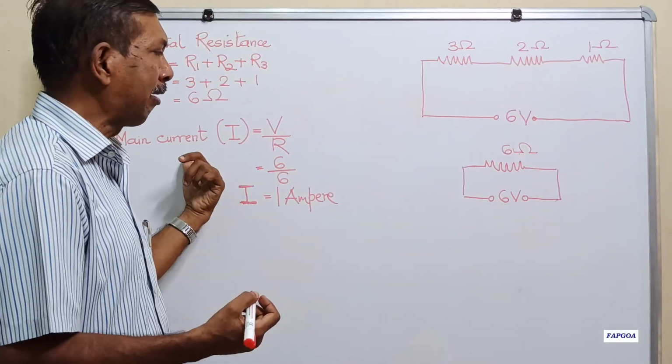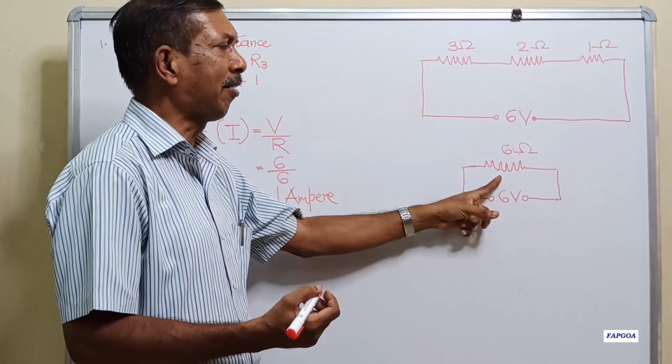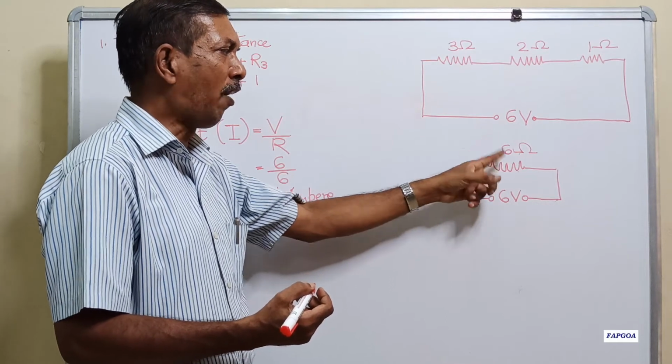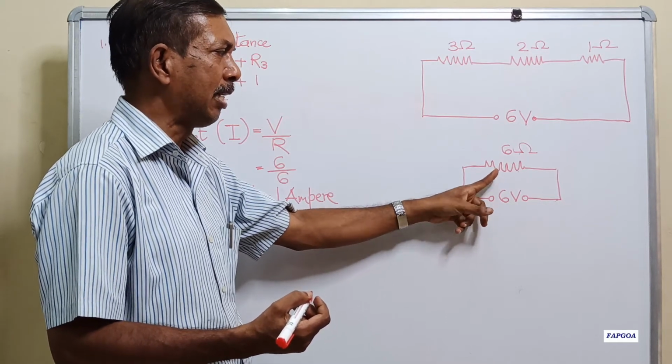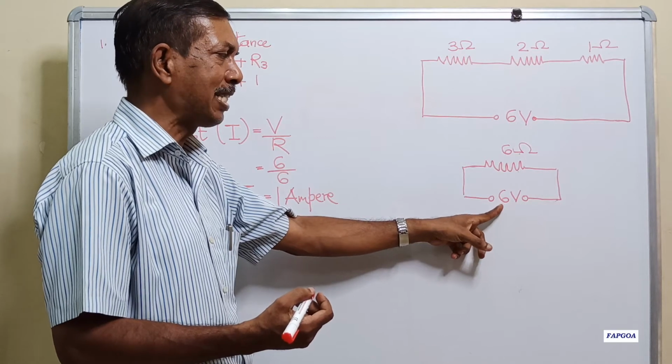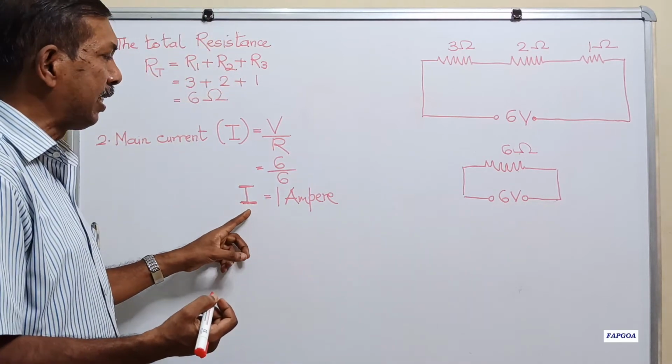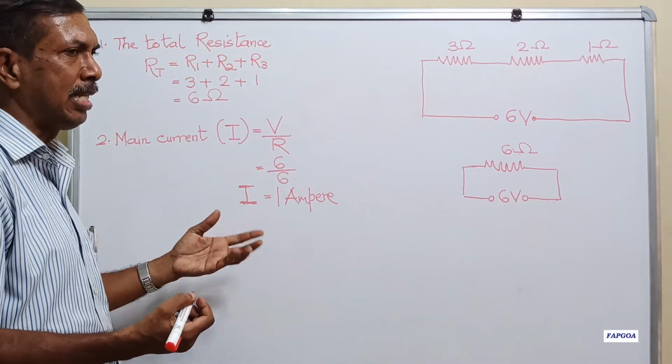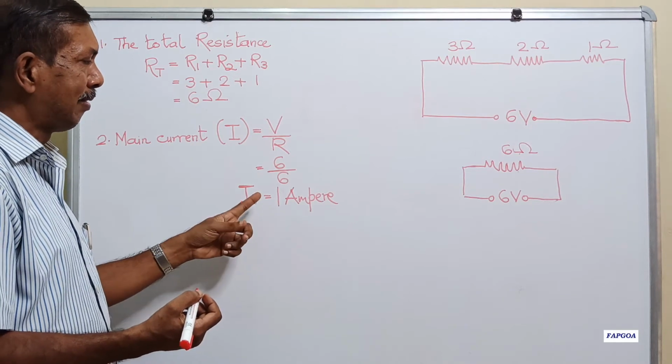So in order to calculate the current, we have to first calculate the total resistance. After calculating the total resistance, with the help of the voltage applied to the circuit, we determine how much current is flowing through the resistance.